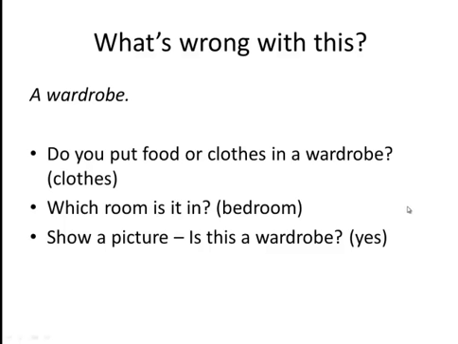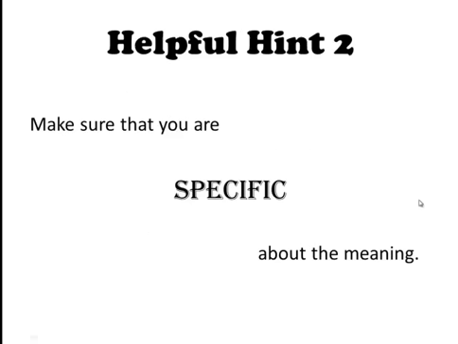And the obvious one, of course, would be something like that, a concrete noun, to show a picture and say, is this a wardrobe? And maybe show another picture, a chest of drawers. Is this a wardrobe? No. Okay, so helpful hint number two is make sure that you're specific about the meaning. You need to make sure that you've got the right meaning and that you've got questions that are specific to that meaning and are not too general.